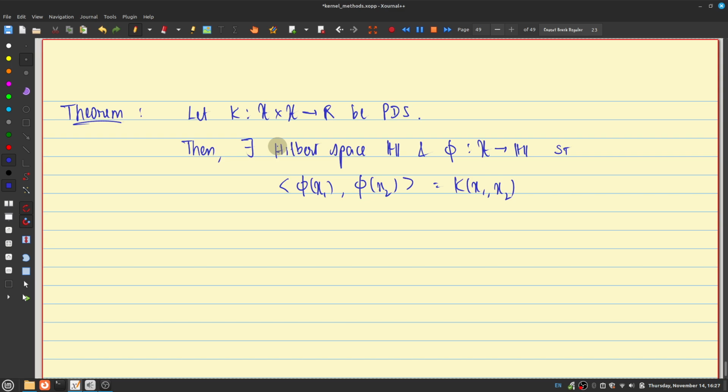Correct. And of course, the mapping may not be unique if I don't care about what Hilbert space this is. For a given H, it will be. Not necessarily, right? But there exists an H and there exists a corresponding phi. It doesn't mean that for every Hilbert space I can find a mapping from K to H, right? It need not be in general.